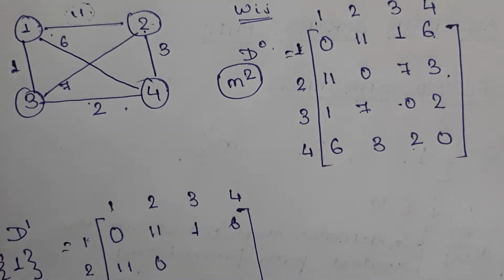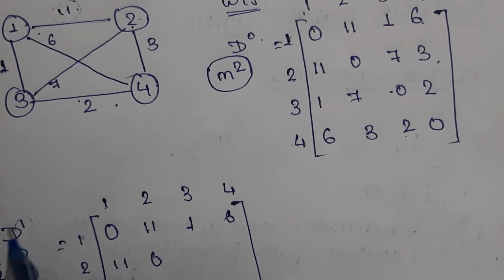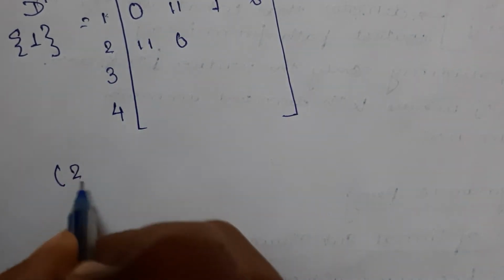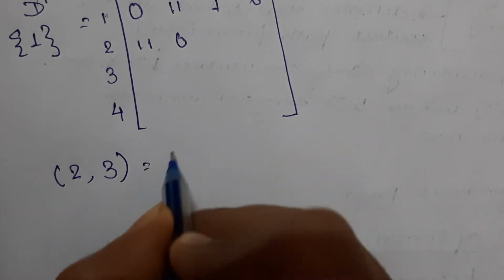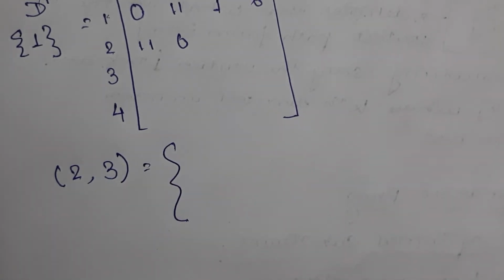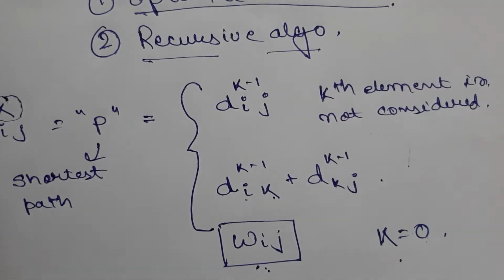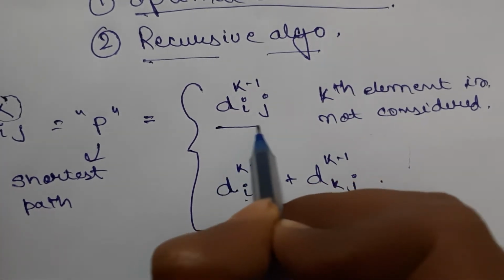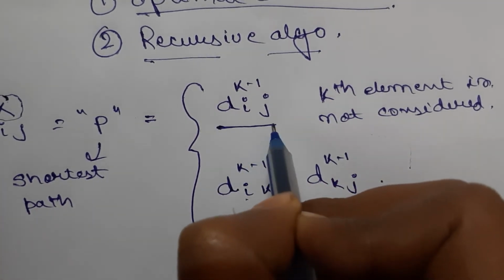Now 2 to 3. Now what does this D1 mean here? You will understand. I have to go from 2 to 3. What are the ways I can go? So let us take the recursion algorithm once. The recursion algorithm is, first I can exclude the kth element.